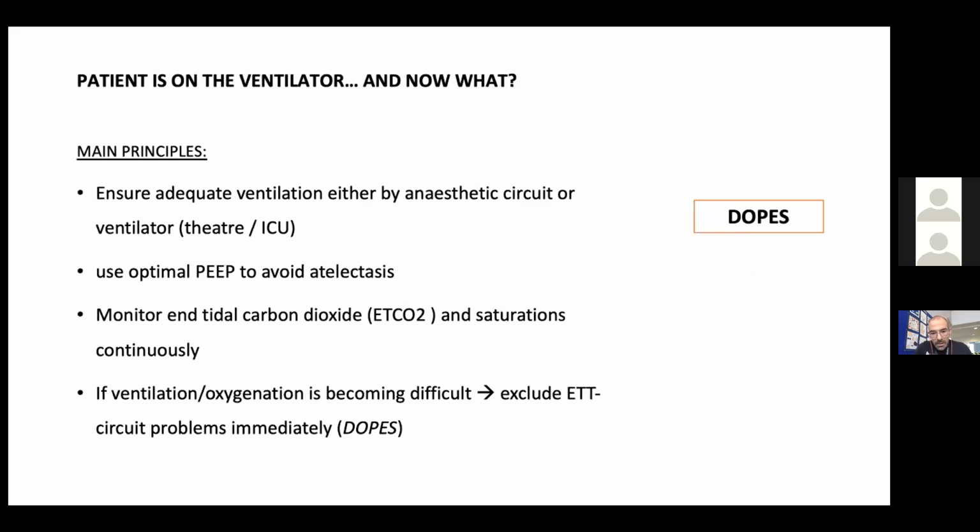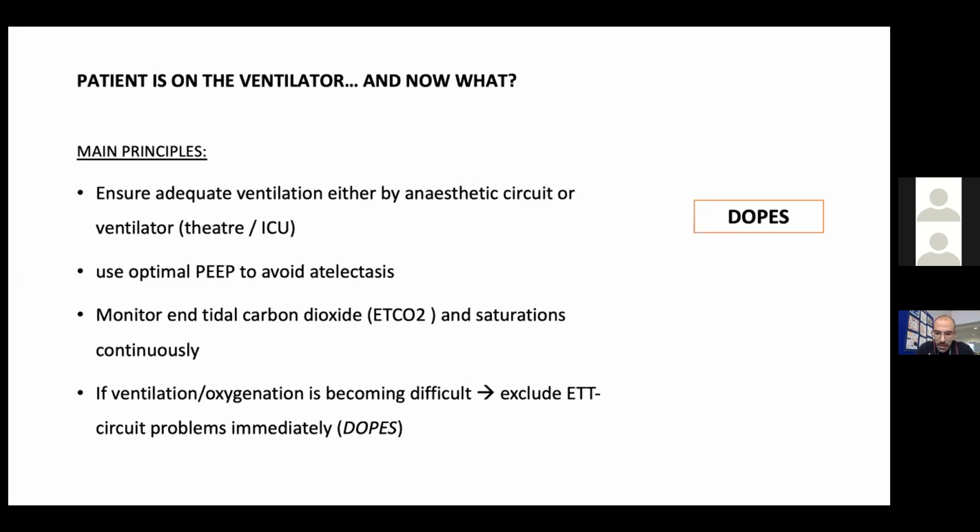So when the patient is on the ventilator, these are the main principles that you will need to take into account. Make sure that you have adequate ventilation, and you don't have any problems in any part of your circuit, whether you are using an ICU ventilator or a theater ventilator. Use optimal PEEP to avoid atelectasis. You need to monitor the end-tidal CO2 and saturations continuously. So if you ask me which are the two mandatory parameters, end-tidal and sats are the mandatory parameters when we are ventilating children.